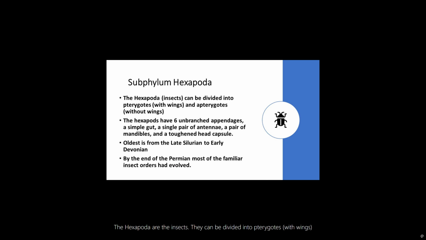The hexapoda are the insects. They can be divided into pterygotes with wings and apterygotes without wings. The hexapods have 6 unbranched appendages, a simple gut, a single pair of antennae, a pair of mandibles, and a toughened head capsule. The oldest is from the late Silurian to early Devonian, but by the end of the Permian period, most of the familiar insect orders had evolved.